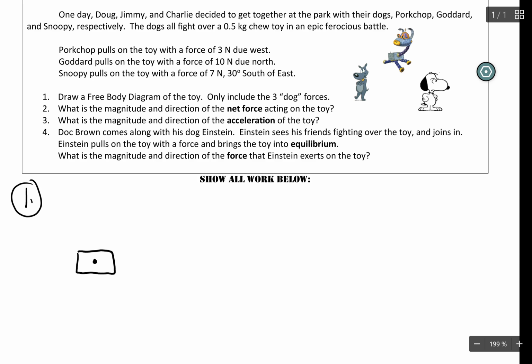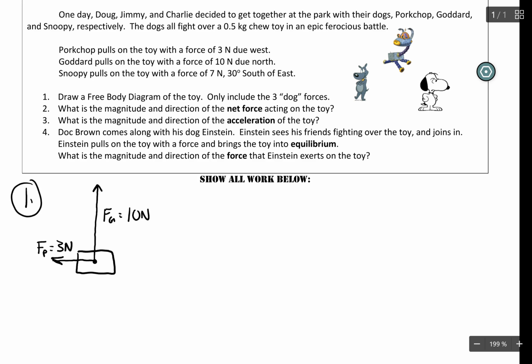Let's start with Porkchop. It's a force 3 newtons west. West is to the left. So we draw, this is FP, the force of Porkchop, 3 newtons. Goddard is pulling on the toy with 10 newtons north. When you're drawing these vectors, if you have room on your paper, try to draw them somewhat to scale. So this is the force of Goddard, 10 newtons to the north. You can see this vector is bigger than this vector.